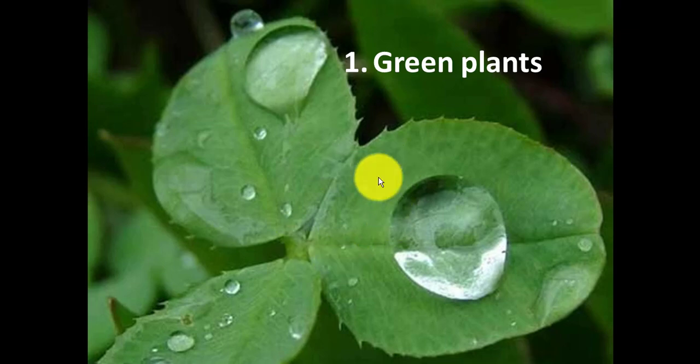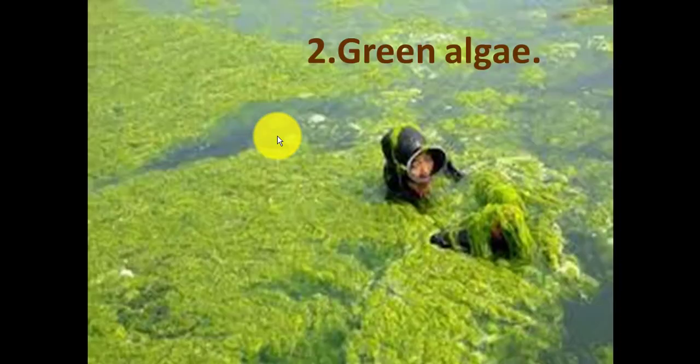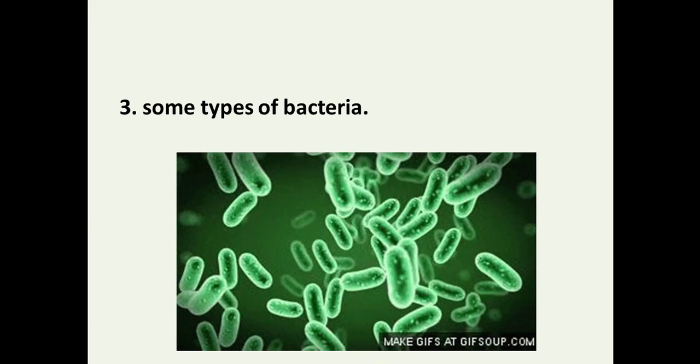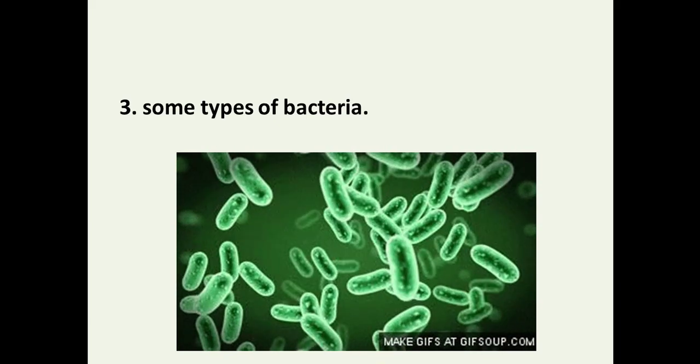The green plants have chloroplast or the green plastid that absorbs the sunlight and carbon dioxide gas to make its own food, to make photosynthesis process. 2, green algae. You can see it on the river, in water when it cannot move very well. You can see the green algae. This is another example of the green algae, as you see. Number 3, some types of bacteria.